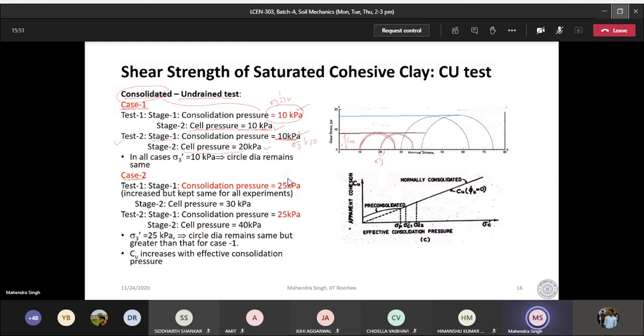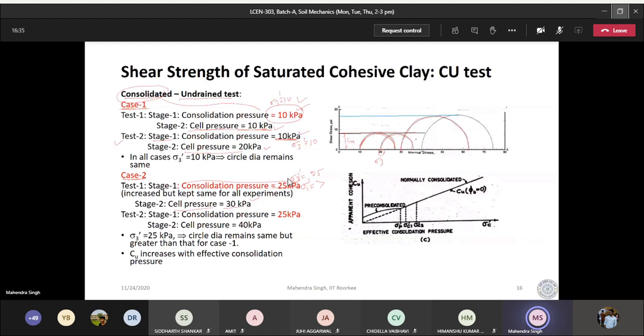Now suppose I do another test and I initially apply a consolidation pressure of 25 kPa. So what happens now? Sigma 3 dash will be equal to 25 kPa. And as you know, sigma 1 dash is a function of sigma 3 dash and c dash and phi dash. So now it will be more than what it was in the previous case. And in stage 2, we have increased the cell pressure to 30 kPa. So 30 kPa is this, and you will have a Mohr circle at the time of failure equal to this.